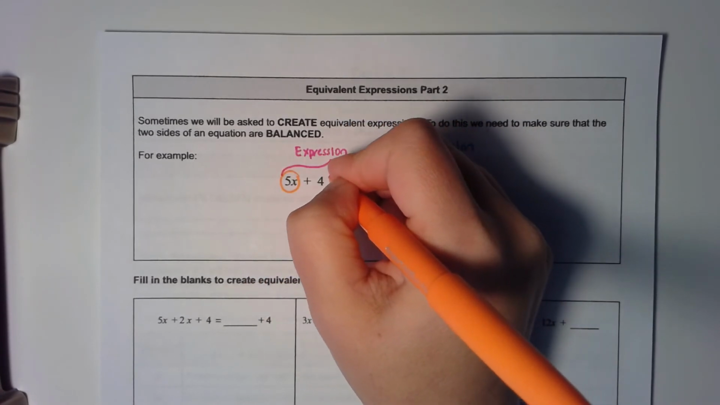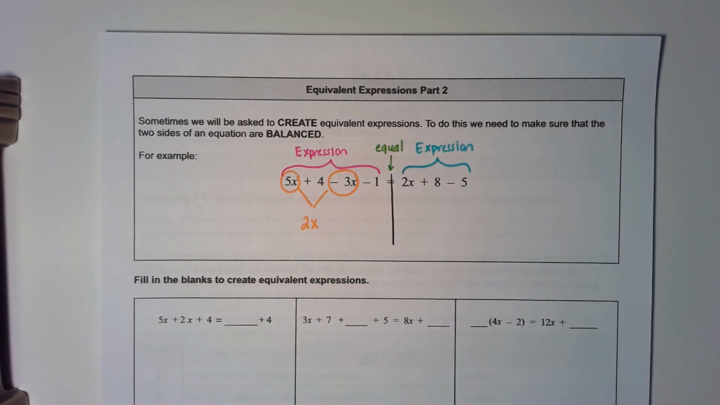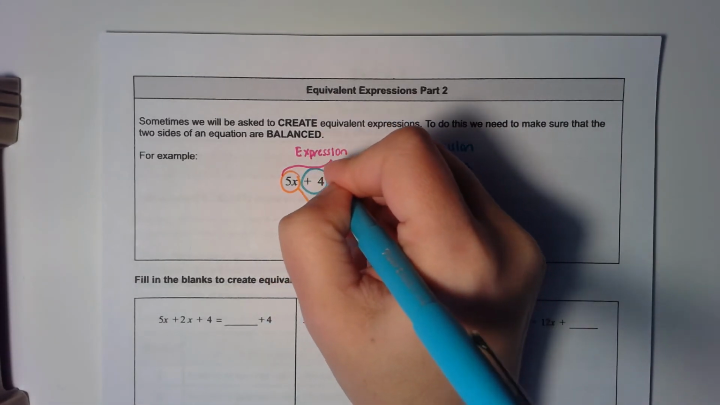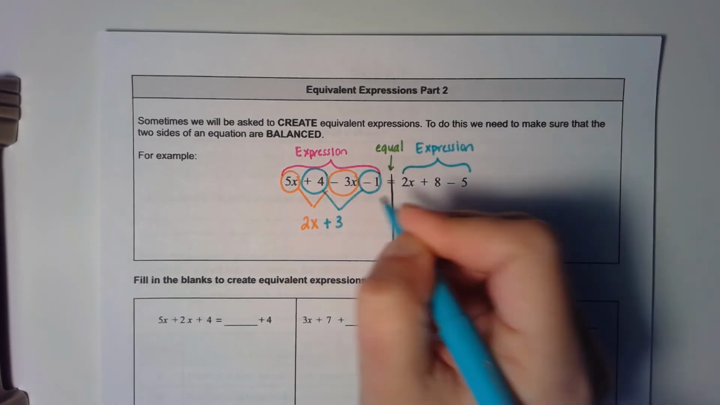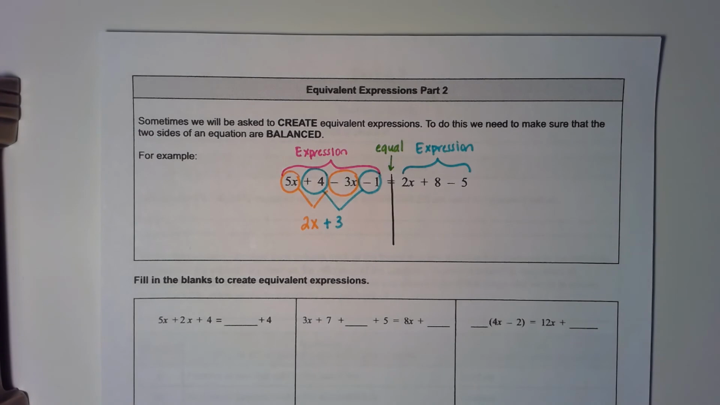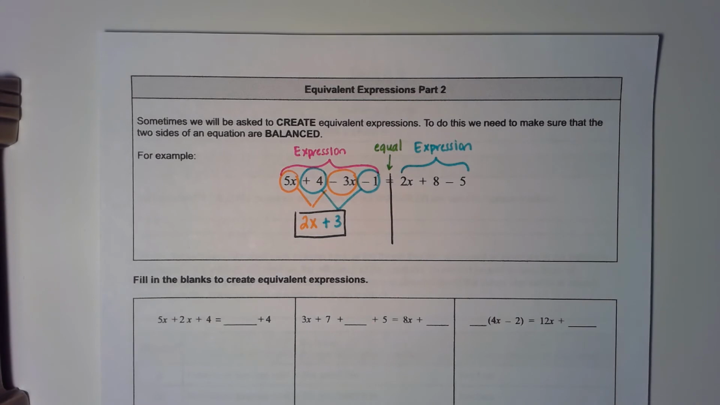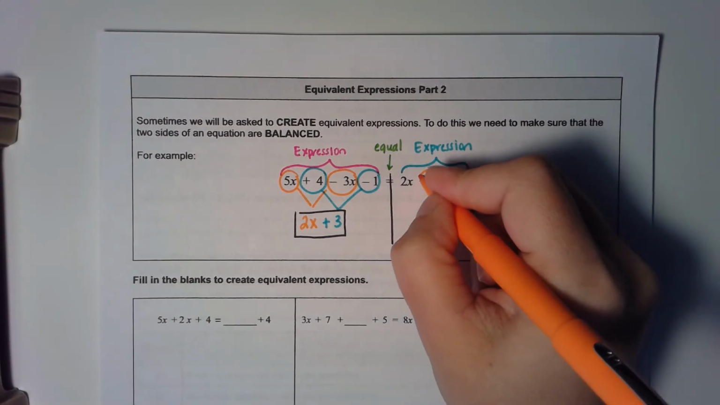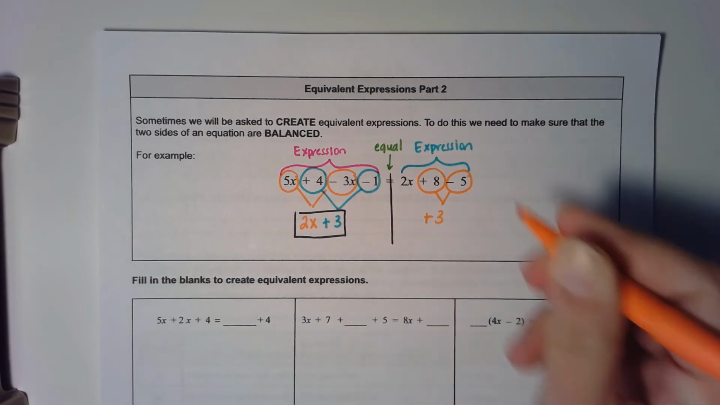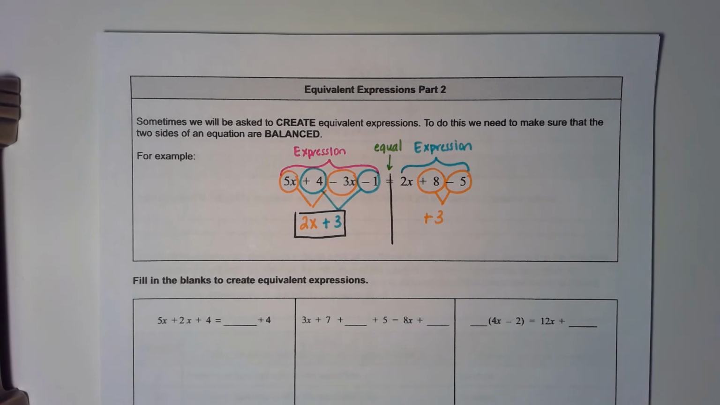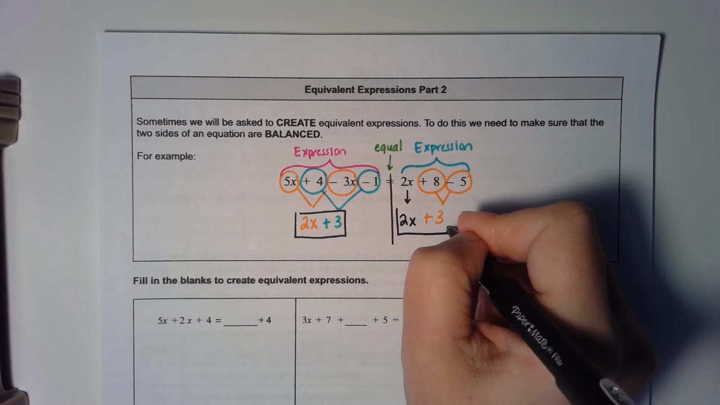So 5x minus 3x is going to make 2x total on the left side. And 4 minus 1 is going to make plus 3 on the left side. So that's the simplified version of the left side. Now I'm going to simplify the right side. So the like terms on the right side would be the 8 and the -5, which makes positive 3. And since the 2x does not have any terms to combine with, I'm just going to drop that down. So I get 2x. And I simplify the right side.